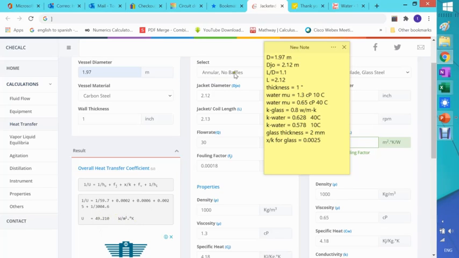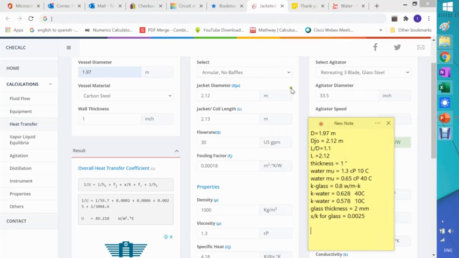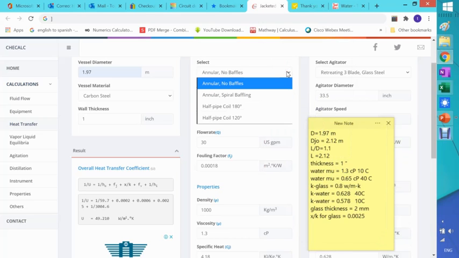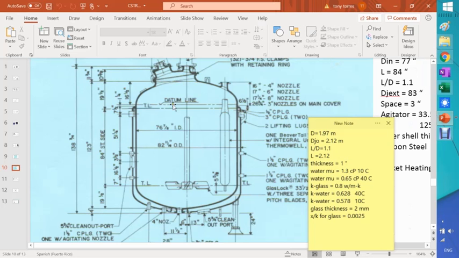It's just because I don't have baffles. If I change this number, I mean, if instead of having this, I have a spiral baffle, the number will definitely get better. But since I'm entertaining the concept of using this type of vessel with no spiral baffles, that means that is the way it is. With that said, let's see how this ends up.